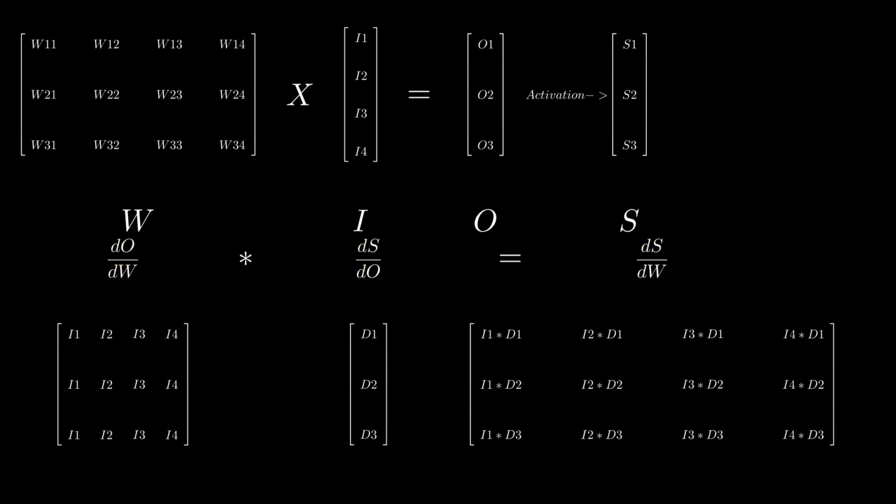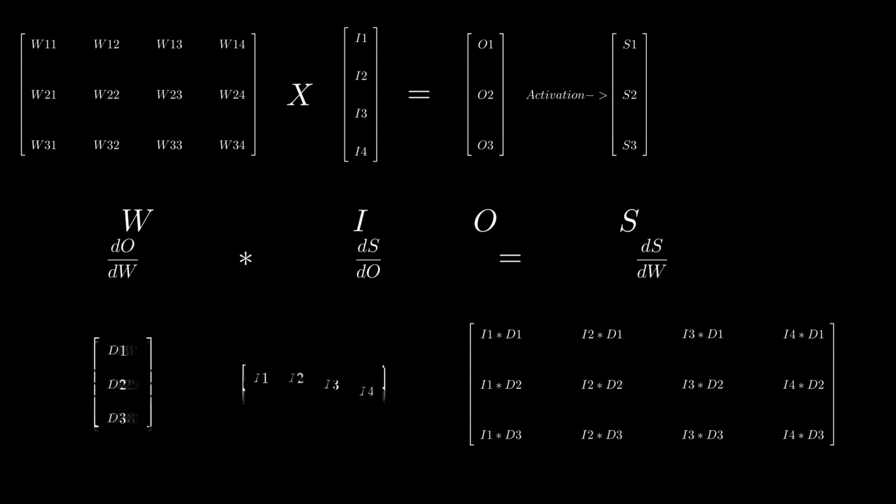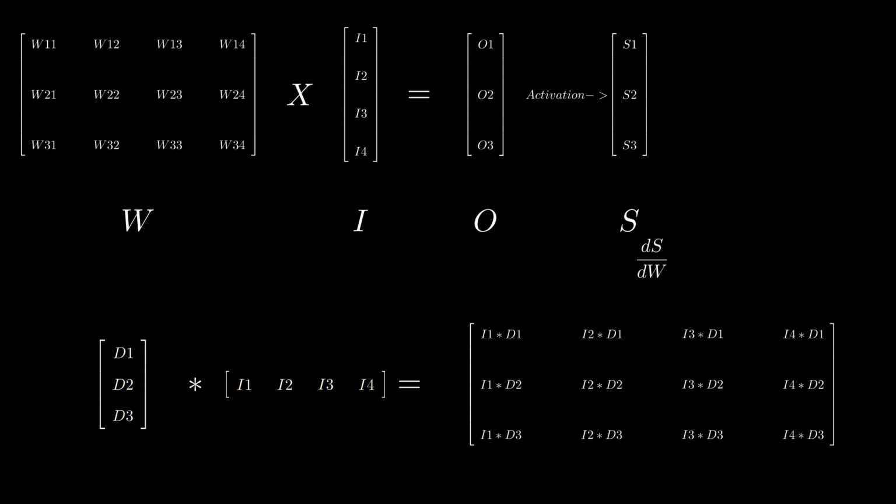We can also represent this by multiplying derivative of activation, which is represented by d1, d2, and d3, and transpose of input matrix. Now you can see that d1 is multiplied with row 1 because output O1 is generated using first row of weight matrix, and similarly for other rows, d2 is multiplied with row 2 and d3 is multiplied with row 3. I tried to make it simpler, but if you are still struggling to get some intuition you can watch the video again.